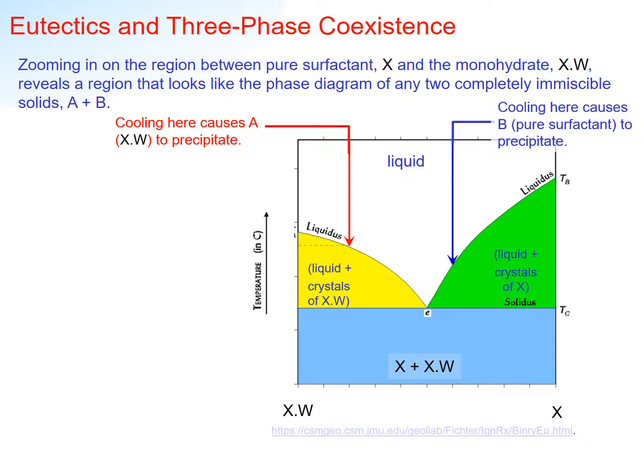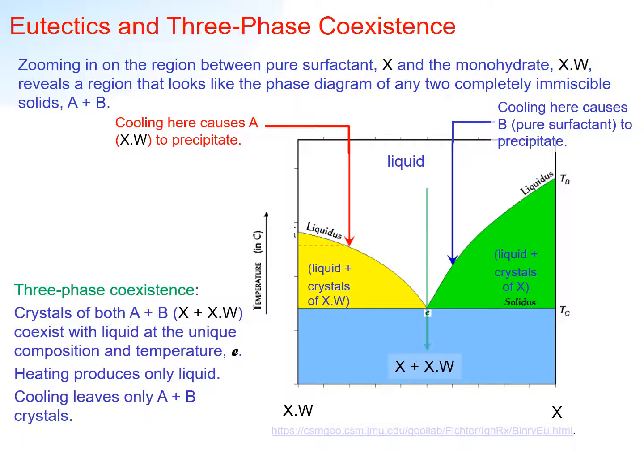Of course, there's a point in between where if we cool down exactly at point E, we reach the lowest possible temperature where the liquid is stable. And when we cross that boundary, crystals of both pure surfactant and surfactant hydrate will precipitate. And if we're exactly at temperature Tc, which is the eutectic temperature, then the liquid will coexist with both of those kinds of crystals.